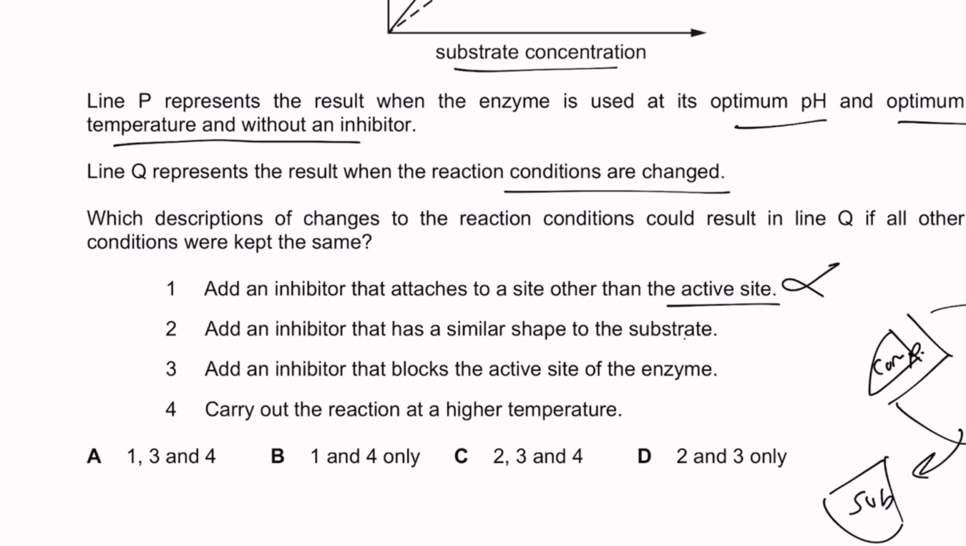An inhibitor that has a similar shape to the substrate, yes. An inhibitor that blocks the active site of the enzyme, yes. Carry out the reaction at higher temperature, no. So it's 2 and 3 only, that's D.